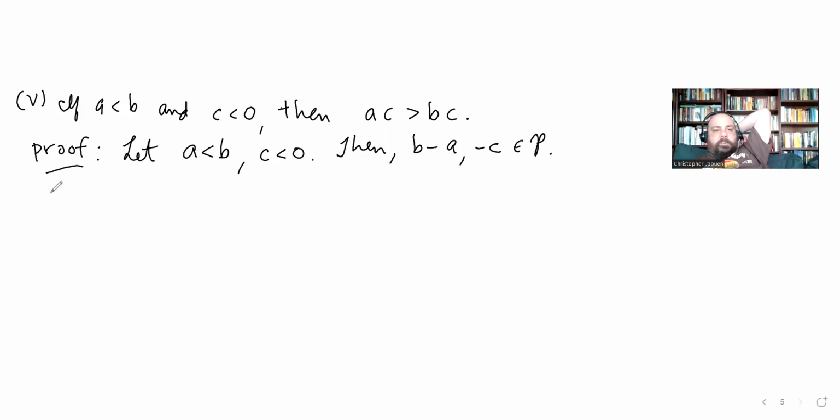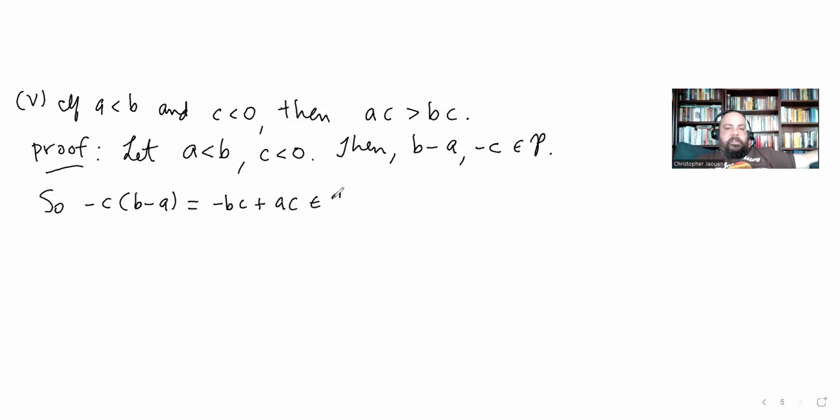Okay, so sorry, this XP pen made my fingers fall asleep. So minus C times B minus A, which is the same thing as minus BC plus AC, is positive, which means AC is greater than BC.